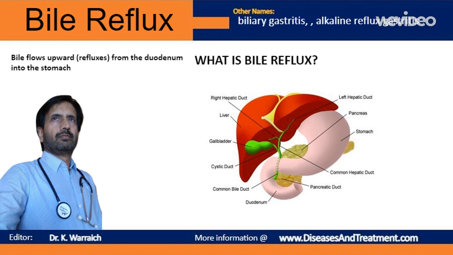But in case of bile reflux, there is some abnormality, or the function of the sphincter between the small intestine and the stomach is compromised. So as a result, the bile flows backwards or upwards from the small intestine to the stomach, and from the stomach to the esophagus, where it causes irritation.